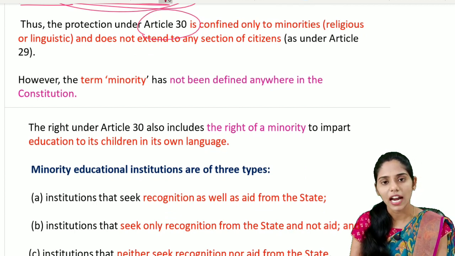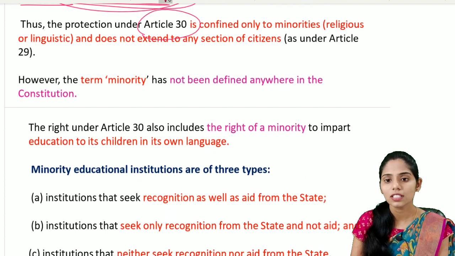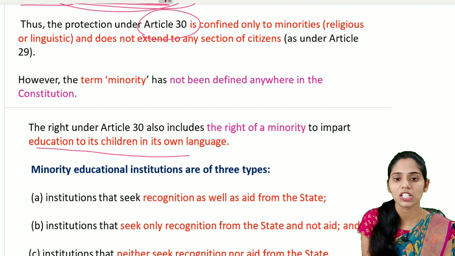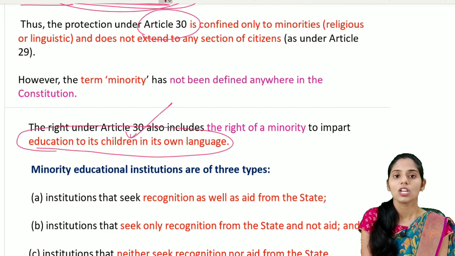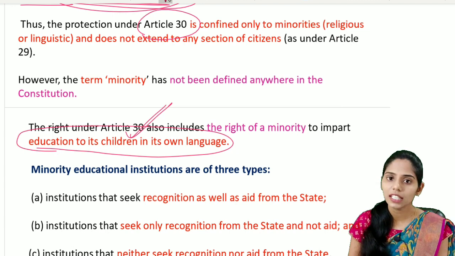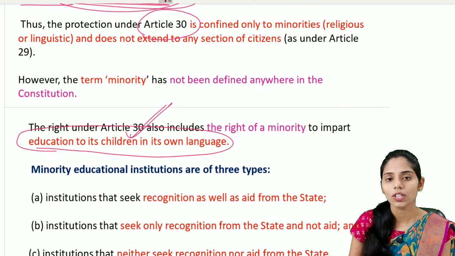And if you see this Article 30, the right under this Article 30 also includes the right of a minority to impart education to its children in its own language. So whenever these minority institutions are established, then the teaching can be done in their own languages. For example, they have different languages, correct? So in those languages, the education will be continued. So it is also a right under Article 30.